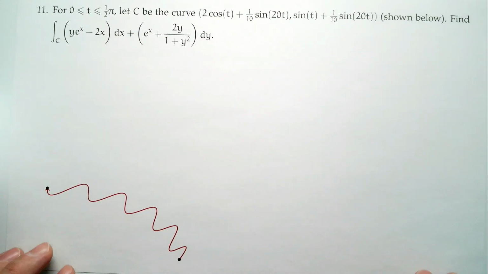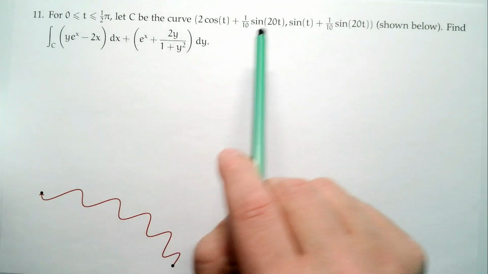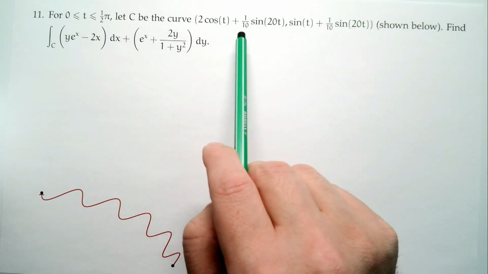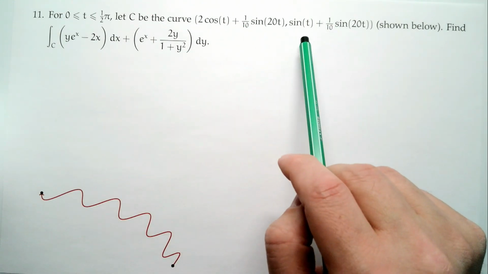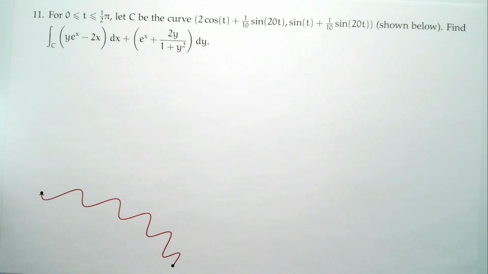So here's this curve, and it's actually shown what the curve is. Time goes from 0 to pi over 2, and our curve is 2 cosine t plus 1 over 10 sine of 20t, and then sine of t plus 1 over 10 sine of 20t. And that's the actual curve. That's not just like I drew a random squiggly line. This is the real curve that starts at this point at time 0 and ends at this point at time 1. There's a little tiny arrowhead right there. So the problem says, okay, find the integral along this curve of this function.